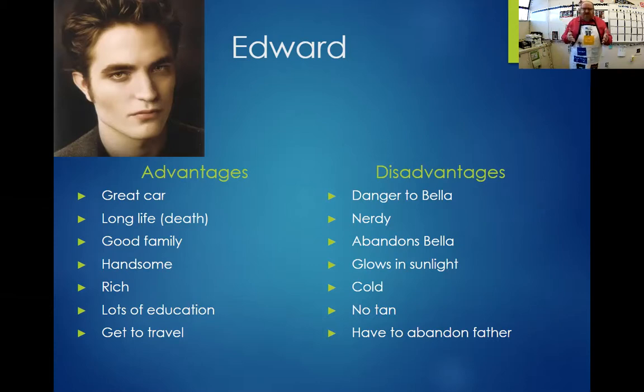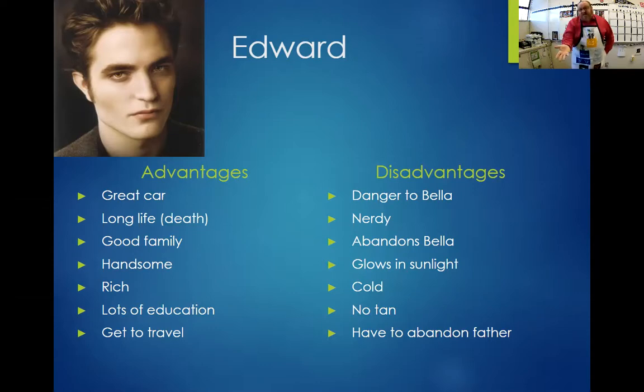We've got some advantages and disadvantages of the Edward choice. So Edward, kind of a good looking guy. She really likes him. He's got a nice car. Family is really wealthy. He lives a really long time. Basically, he's dead. He's a vampire. So he can live forever. His family is very supportive. They're all vampires too, but they're a good family to be around. They're rich. There's benefit. Lots of education. He's done high school several dozen times by this point. So he's a pretty smart dude. Lived through a lot. And because they're wealthy, they're going to get to travel a lot.